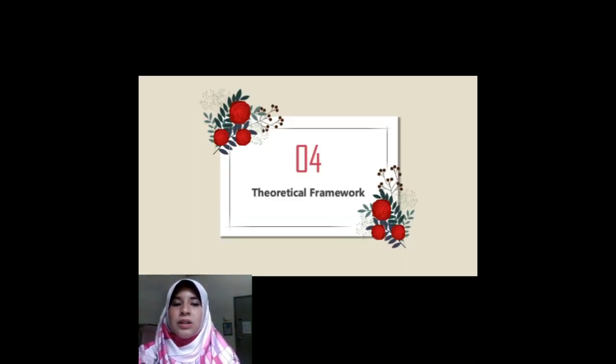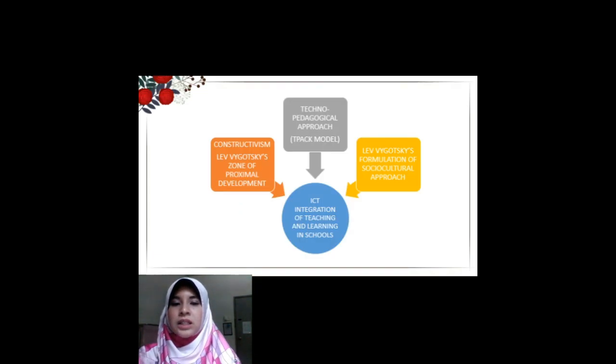So, first one is the theoretical framework. There are three different prominent ideas that I have gathered based on my research, which are constructivism, Lev-Vygotsky zone of proximal development, techno-pedagogical approach, TPEC model, Lev-Vygotsky formulation of social cultural approach.